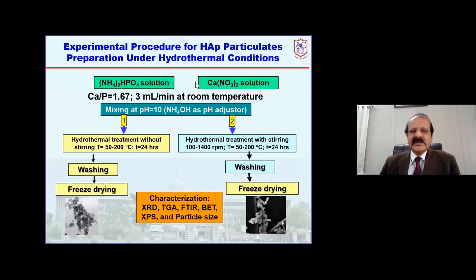So coming here, this is the flow chart showing how the phosphorus solution and calcium solutions are mixed in this stoichiometry of 1.67 at the rate of 3 milliliters per minute at room temperature, and then maintained at pH 10, you get a kind of ACP, that is amorphous calcium phosphate. Then it is subjected to hydrothermal treatment without stirring, and here with stirring, two different conditions. Here you get the extra kinetic energy, and here no additional kinetic energy. You get particles like this, more coagulated, and here when you have the additional stirring, you get much better particles. This is how the chemistry works. The multi-energy hydrothermal, you can call it, because of the stirring.